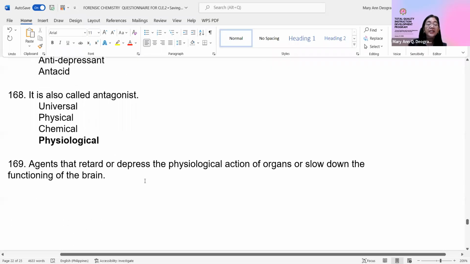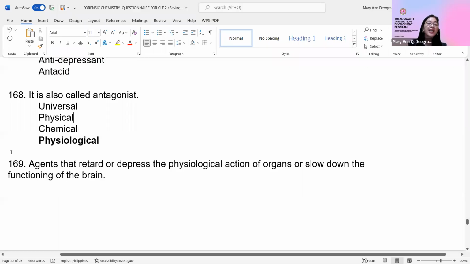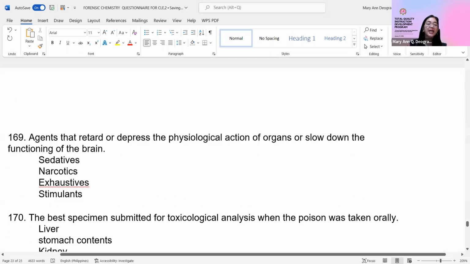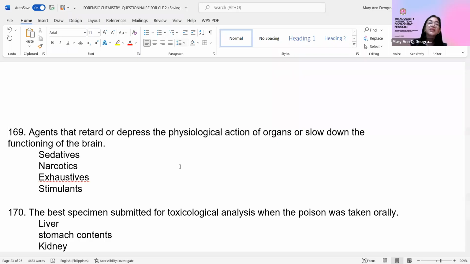Agents that retard or depress the physiological action of organs or slow down the functioning of the brain. Alin dito ang sagot? Wait, tingnan natin. Ayan. Is it sedative, narcotics, exhaustive, or stimulant? Letter? Okay, sedatives. No, pampakalma.